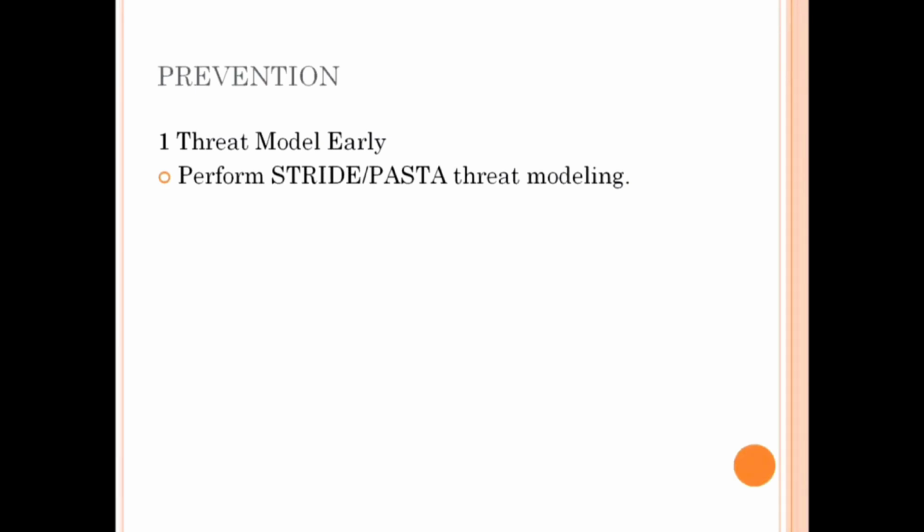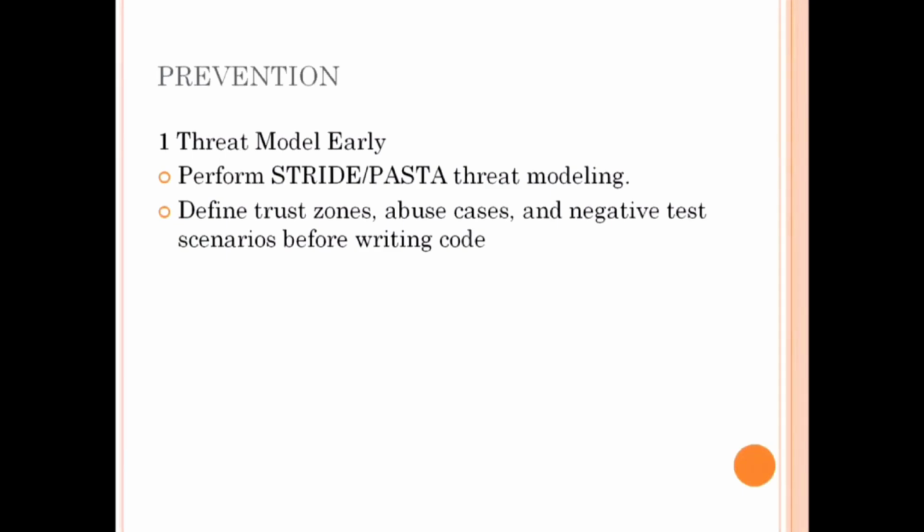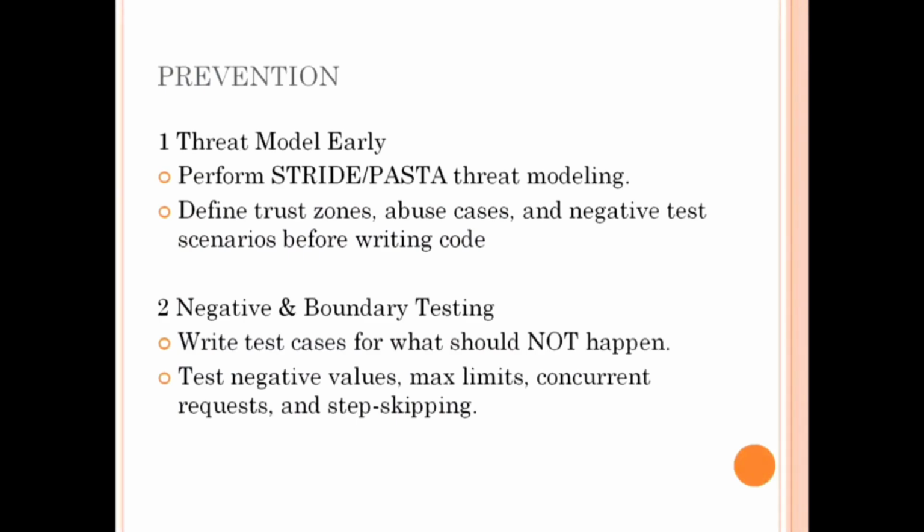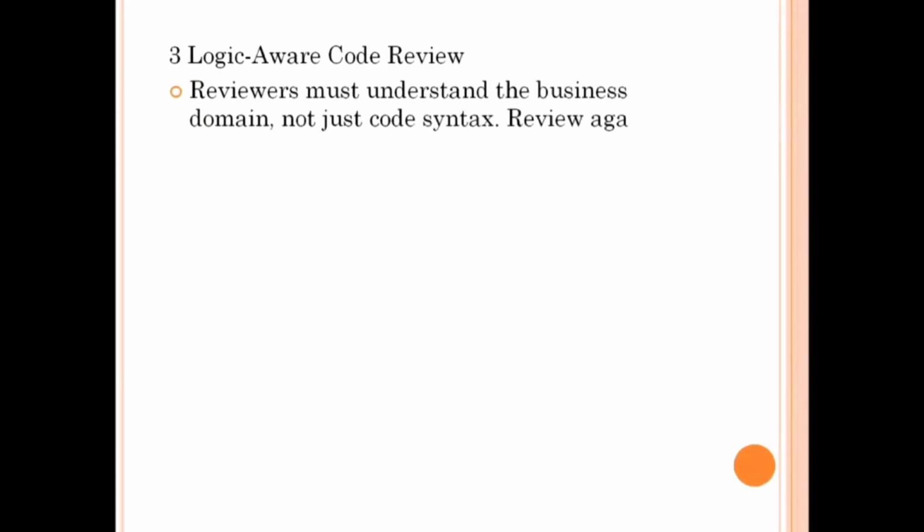Now let us go through prevention. Threat model early. In this case, we perform standard threat modeling. Here it defines the trust zones, abuse cases, and negative test case scenarios before writing the code. Next is negative and boundary testing. Here we write test cases for what should not happen, like values at maximum limits, constraints, requests, and step skipping and all. And now let us go through logic-aware code reviews. Here reviewers must understand the business domain, not just code syntax. We properly go through what the business does and how the domain works. In that case, we write the logic and review it.